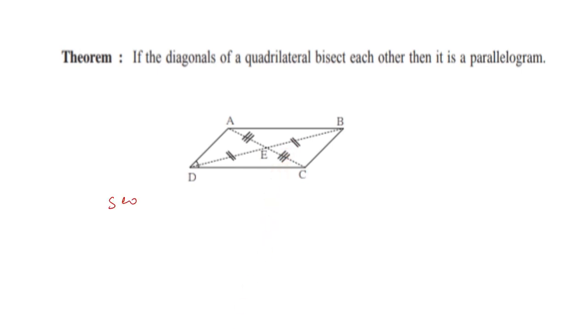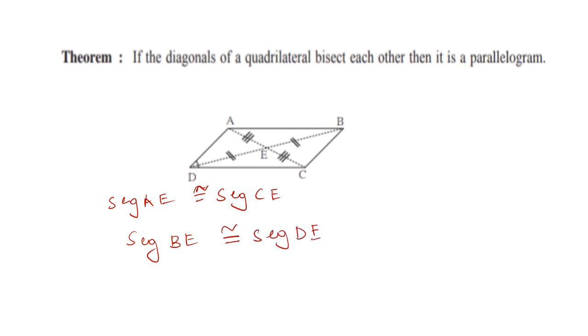That means if segment AE is congruent to segment CE and segment BE is congruent to segment DE, then we can say that this quadrilateral ABCD is a parallelogram. So you need to remember this, that if the diagonals of a quadrilateral bisect each other, that means AE is congruent to CE and BE is congruent to DE, then we can say that this is a parallelogram.